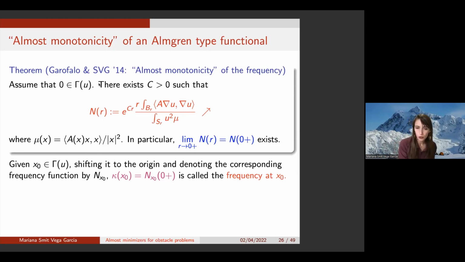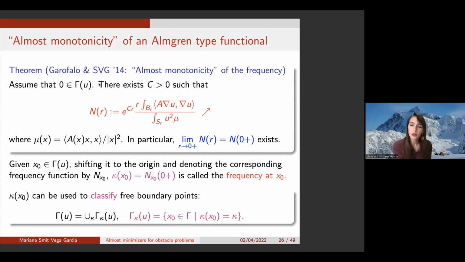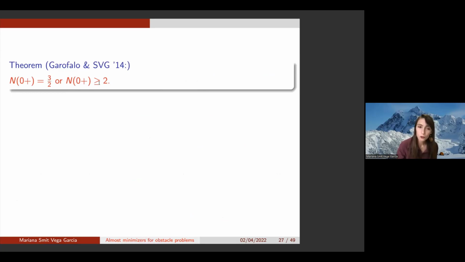So you pick a point on the free boundary, you do a change of coordinates so that you shift it to 0, you call the corresponding frequency function N of x0, and the limit at 0 is called the frequency at that point. That number, the frequency at the free boundary point, can be used to classify points on the free boundary. And then you're also interested in understanding what are the possible values that this frequency can take. First of all, this was important: we were able to prove that that number, the frequency, is either 3/2 or greater than or equal to 2.